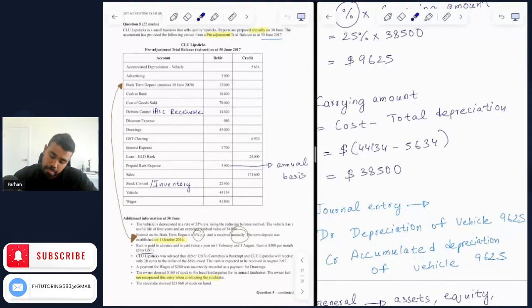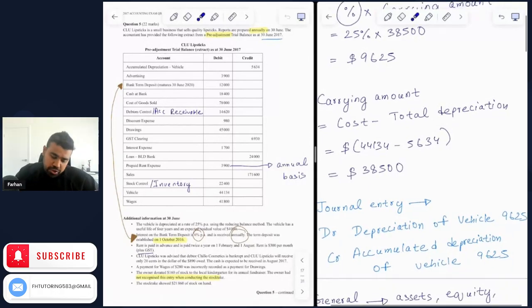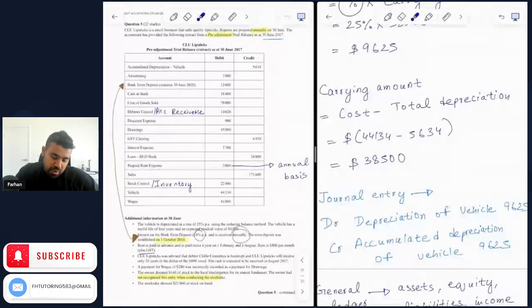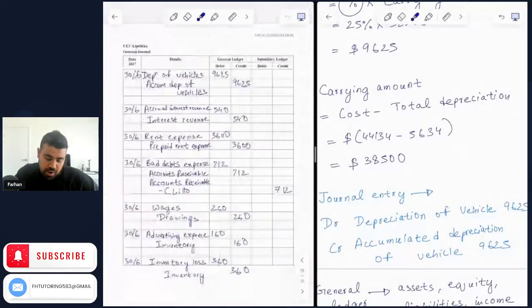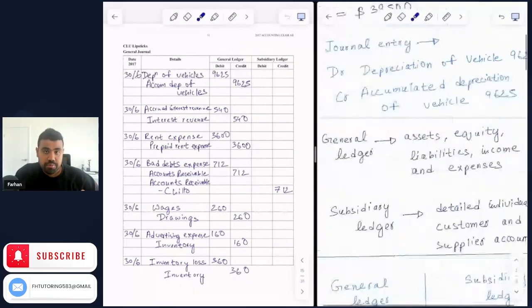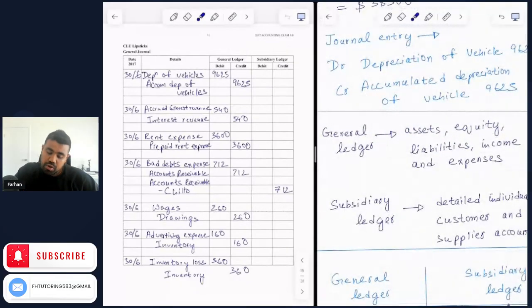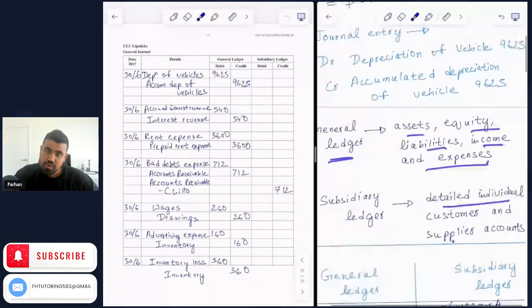Now, if you check the outline that's been given to us in the exam, the working space, we are given the two options of either recording this within the general ledger or the subsidiary ledger columns. So let's understand the difference between the general ledger and the subsidiary ledger. The general ledger records anything relevant to assets, equity, liabilities, income, and expenses, while the subsidiary ledger has detailed individual customer and supplier accounts.